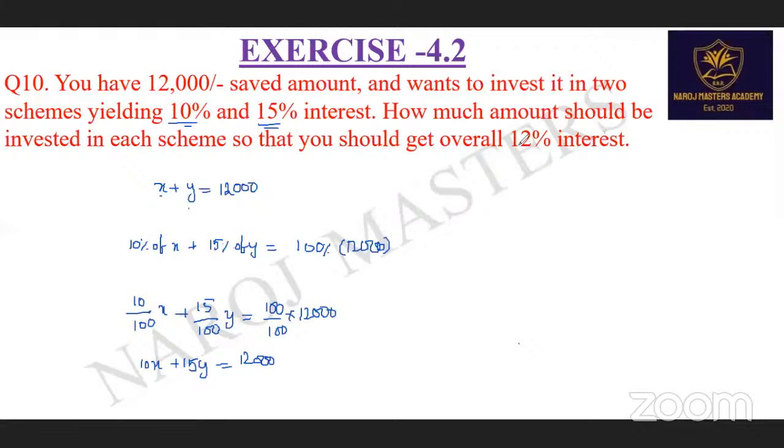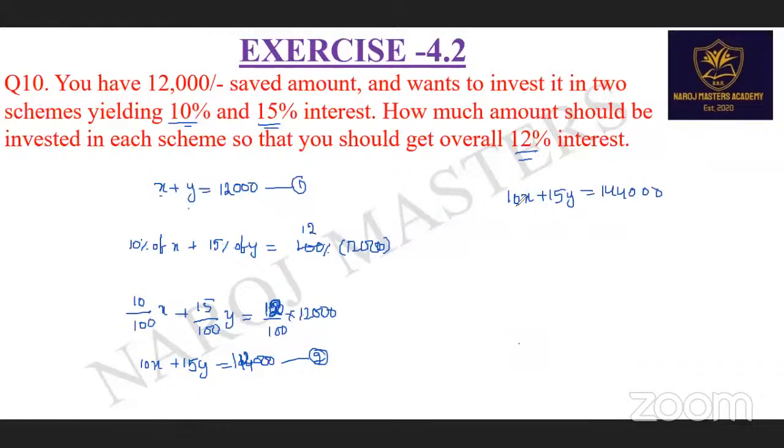This is not 100% here. This is 12% overall interest. So this is 12 by 100. So 12 12s are 144. So 144, 3 zeros. So this is our second equation. And the first equation is this one. So solve these two equations. 10x plus 15y is equal to 144,000.